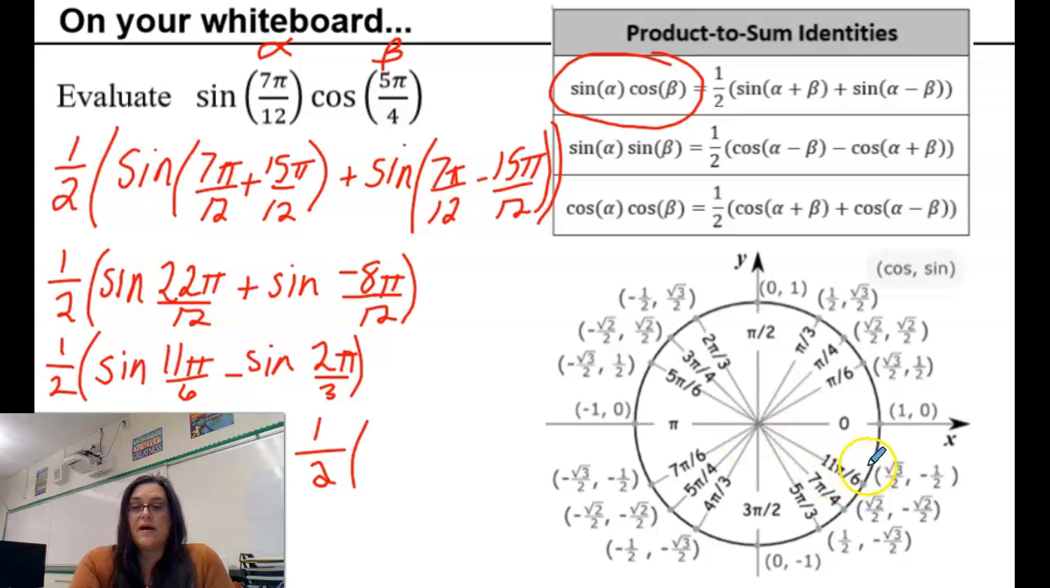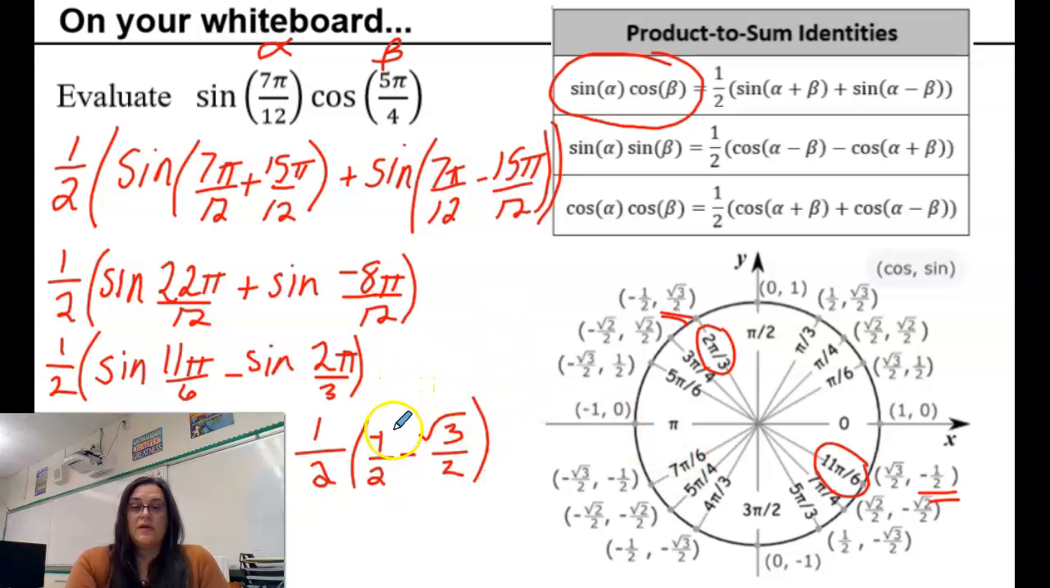So now we can look for those angles on the unit circle. So 11 pi over 6 is in quadrant 4. The sine is the y value, the y coordinate at that angle, which is a negative 1/2. And then sine of 2 pi over 3, 2 pi over 3 is in quadrant 2, and the sine is the y coordinate there, which is a positive square root of 3 over 2.